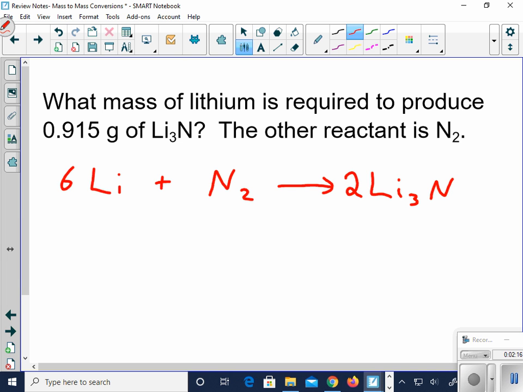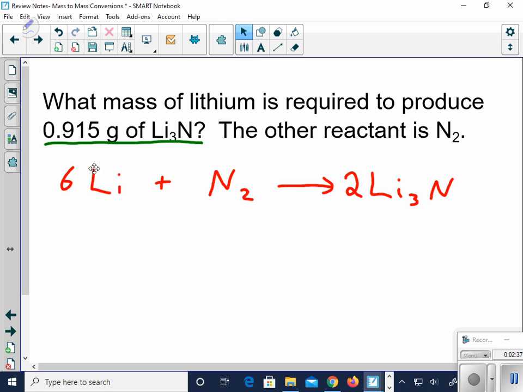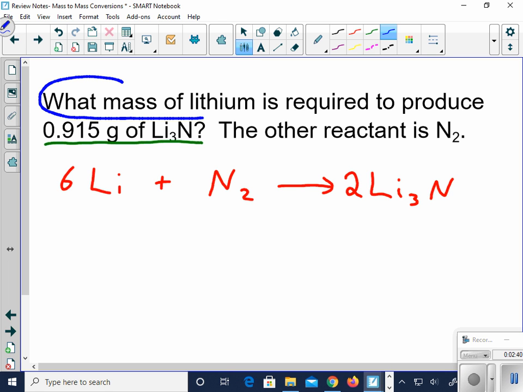The third step was to determine what is my known. My known is 0.915 grams of lithium nitride. So I've determined my known. I need to determine what I am trying to find. What mass of lithium? So my known is 0.915 grams of lithium nitride. What I'm trying to find is my mass of lithium.